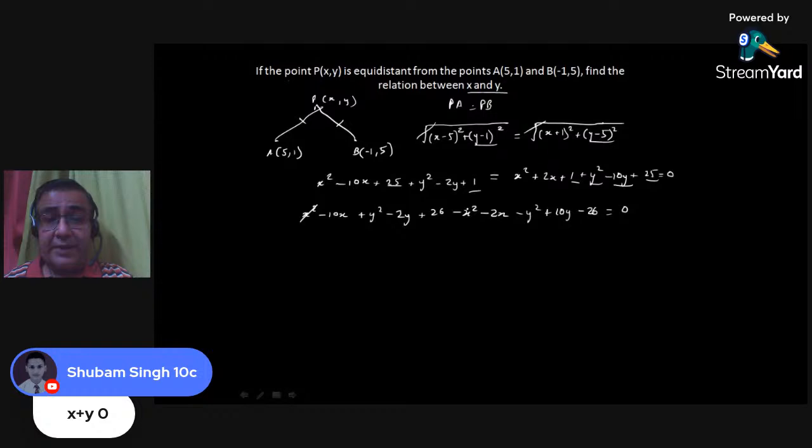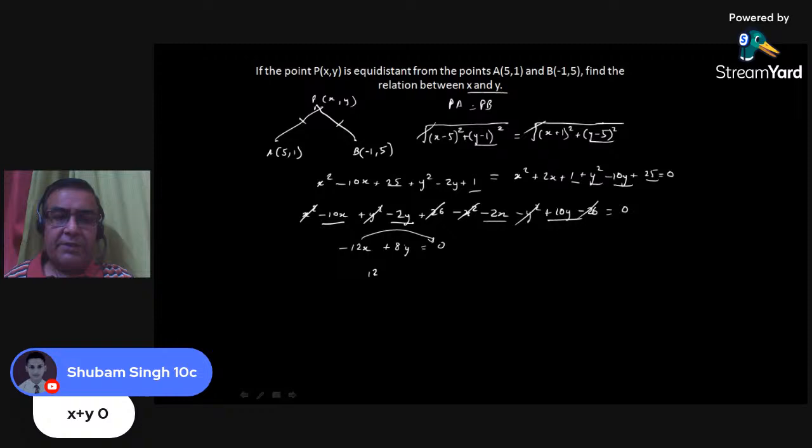So x square and x square, I see they get cancelled. y square and y square, they get cancelled, and 26 and 26 they get cancelled. So what I'm left with is minus 12x, 10x minus 2x gives me minus 12x, and minus 2y plus 10y gives me plus 8y. That should be equal to 0. So I can take minus 12x to the other side. That will give me 12x equal to 8y. And dividing both sides by 4, I get 3x is equal to 2y.